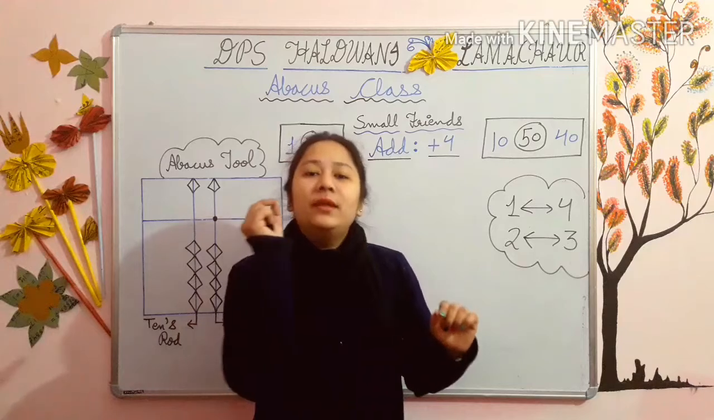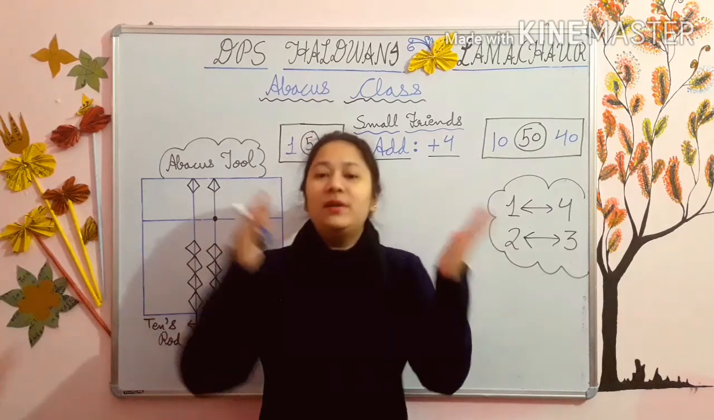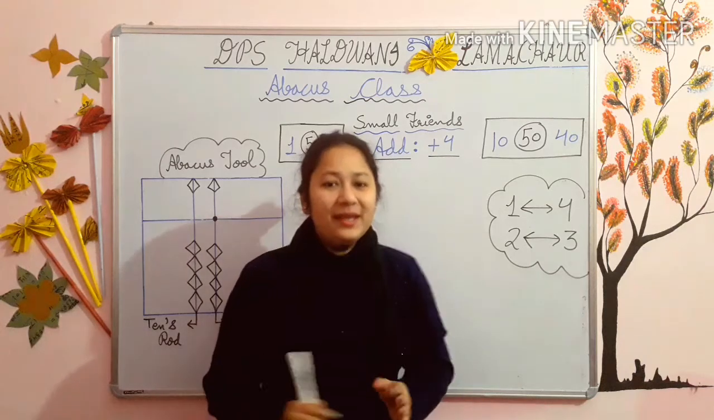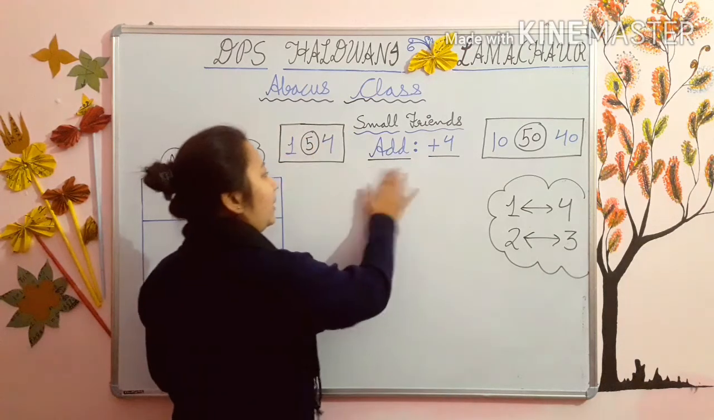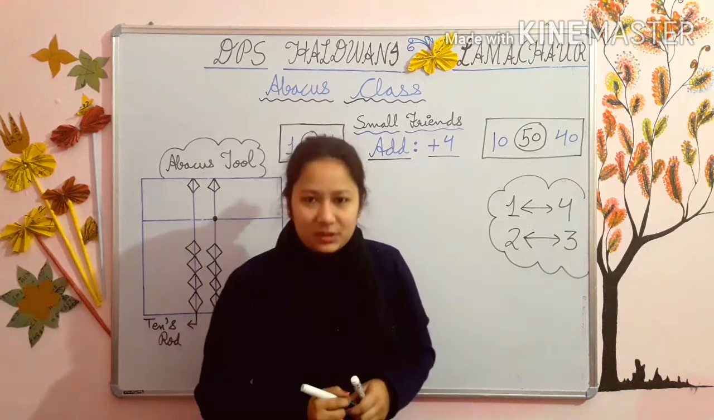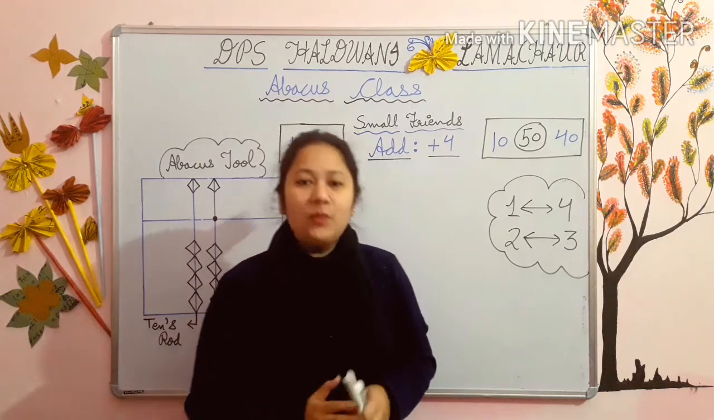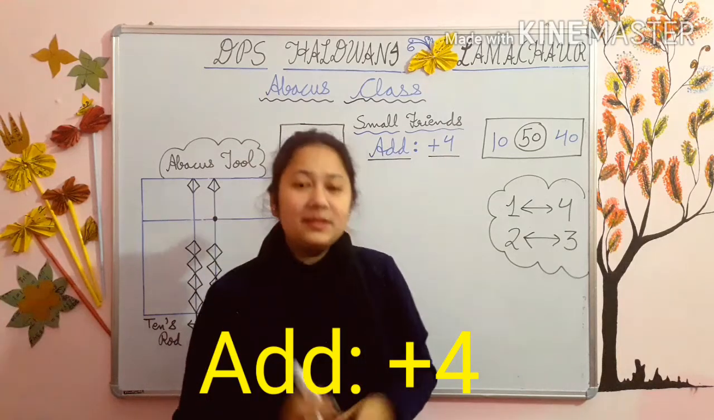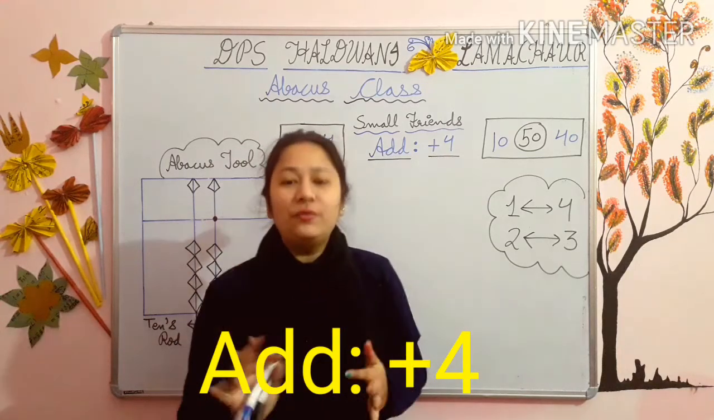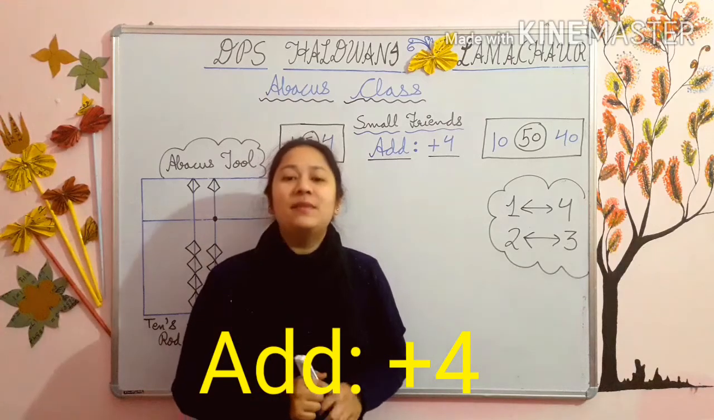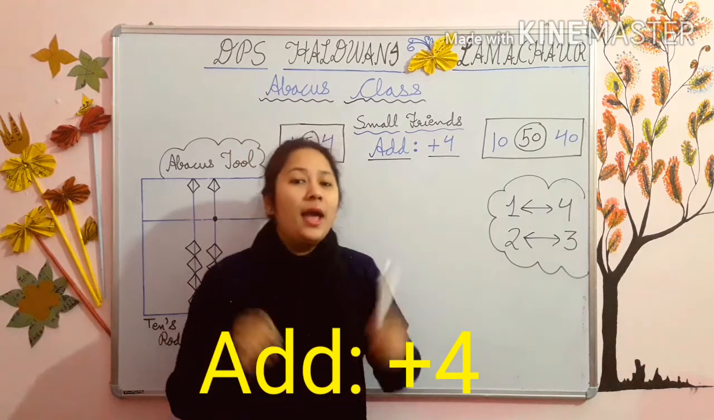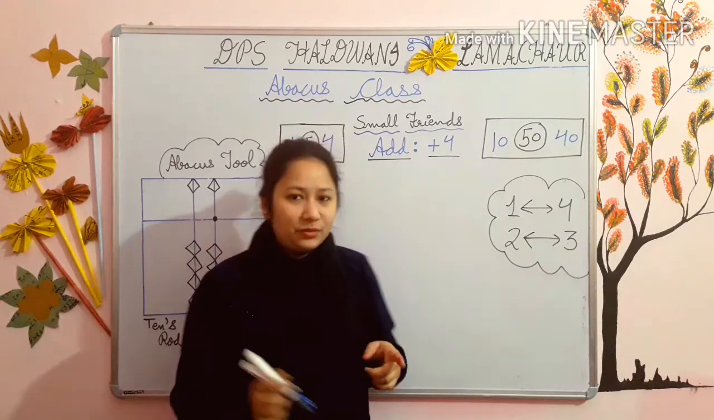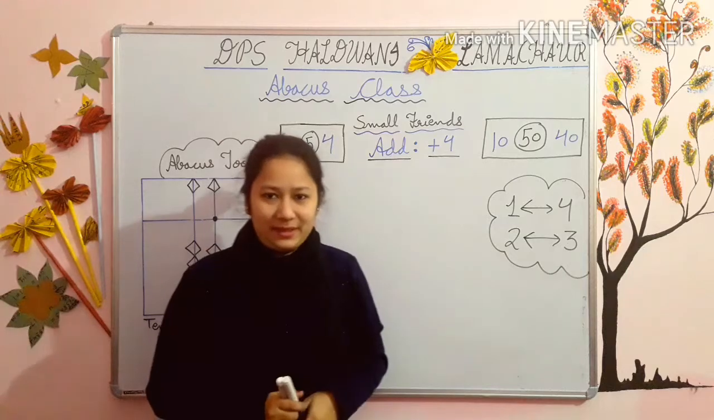Same way, if 1 will be the friend of 4, then 4 will be the friend of 1. Okay? So, in our today's topic, which is add plus 4, we will do the sums related to 4. Yes, we will get the sums in which we have to add 4. And bead will not be there. So we will use the small friends in this method.